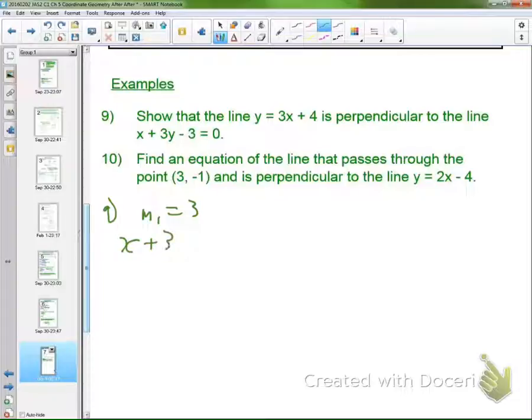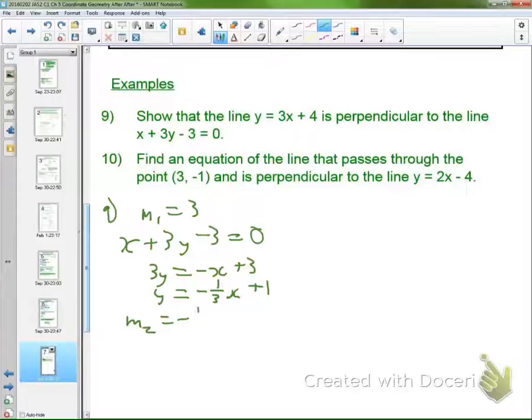So we have x plus 3y minus 3 is equal to 0. So let's move these to the other side. 3y is equal to negative x plus 3. We then divide by 3. We get negative 1/3 x plus 1. So now we know our other gradient is equal to negative 1/3. So if we multiply them together, we'll get 3 times negative 1/3. So we can see that this makes negative 1.